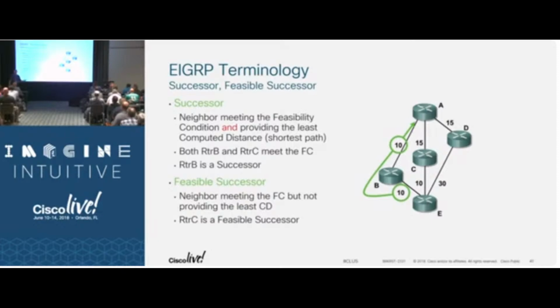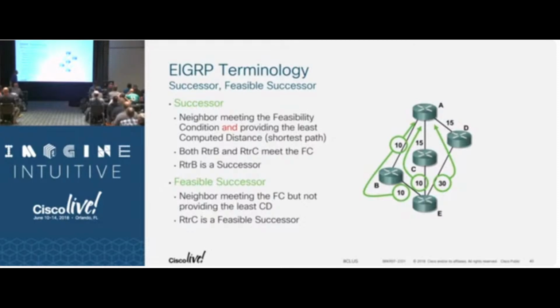Successors and feasible successors, you know the drill. Just two words here. Successor has to be a neighbor that is loop-free, so it has to pass the feasibility condition, and provides the shortest path that is available. Feasible successor has to be loop-free, so again, it has to pass the feasibility condition, but does not need to provide the least cost path. In this topology, B would be the successor, C would be the feasible successor, and D would be nothing because, well, it doesn't pass.